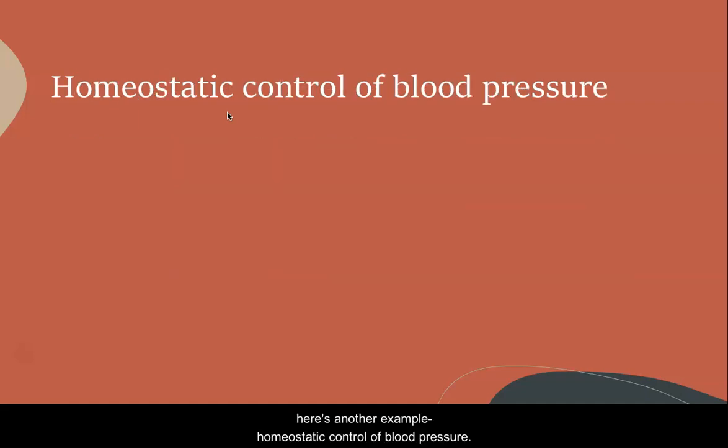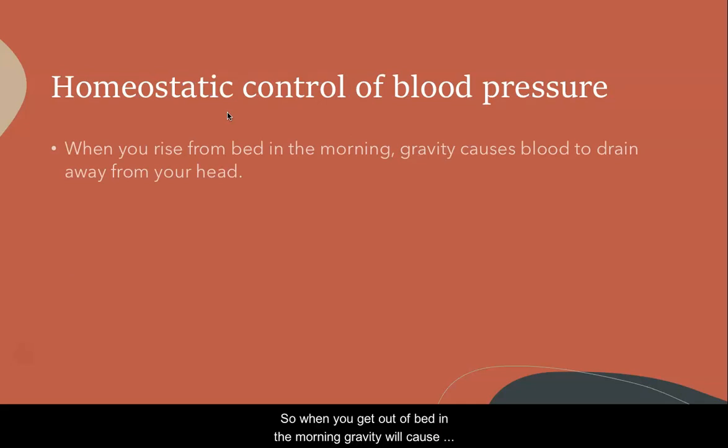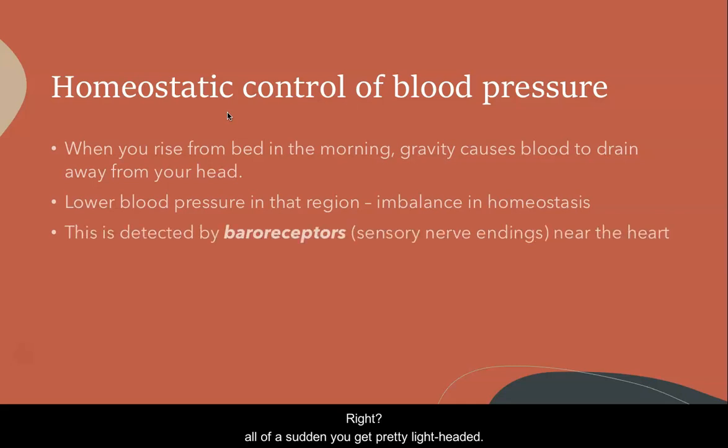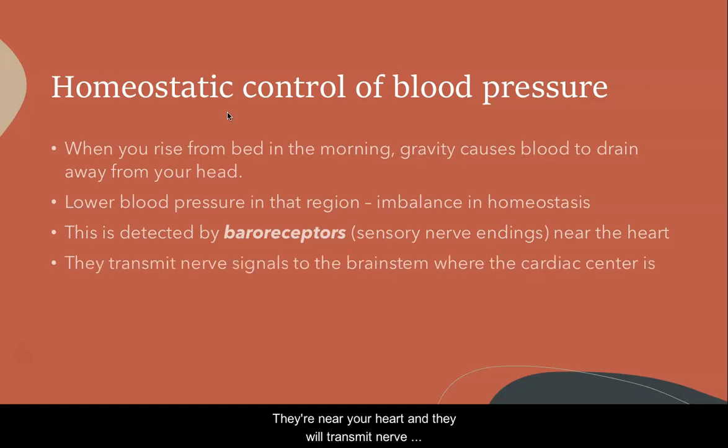Here's another example of homeostatic control of blood pressure. When you get out of bed in the morning, gravity will cause blood to drain away from your head rather quickly, and the lower blood pressure in that region results in an imbalance in the homeostasis of your body. All of a sudden you get pretty lightheaded. This gets detected by baroreceptors, which are sensory nerve endings near the heart. Basically, they check your blood pressure, and they transmit nerve signals to the brainstem where the cardiac control center is. They say, hey, things are going wrong up near the head.